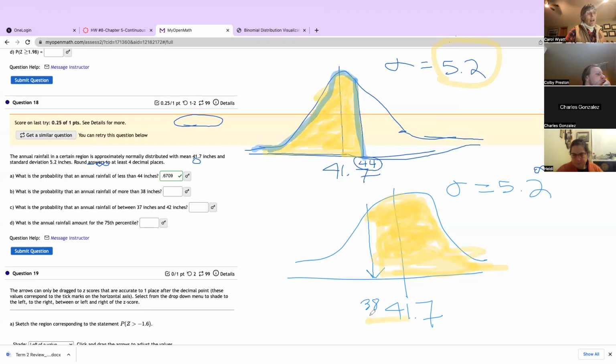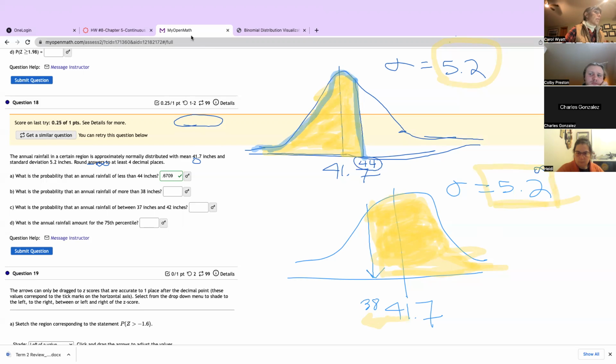This is not a full 5 below the mean. So it's going to be less than 84. Because there's 34% between the mean and 1 standard deviation away.